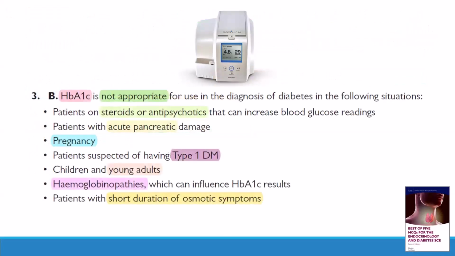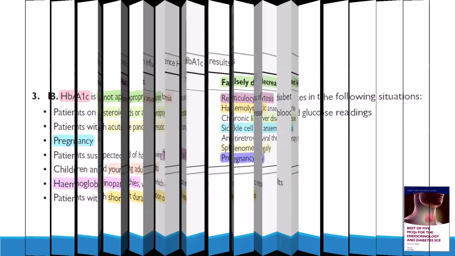So hemoglobin A1C will not be appropriate in a patient with acute hyperglycemia, a patient on steroid or antipsychotic, pregnancy, type 1 diabetes in children and young adults, and hemoglobinopathies, because these affect hemoglobin A1C. If we have a short duration of osmotic symptoms like type 1 diabetes mellitus, hemoglobin A1C should not be used to assess hyperglycemia.